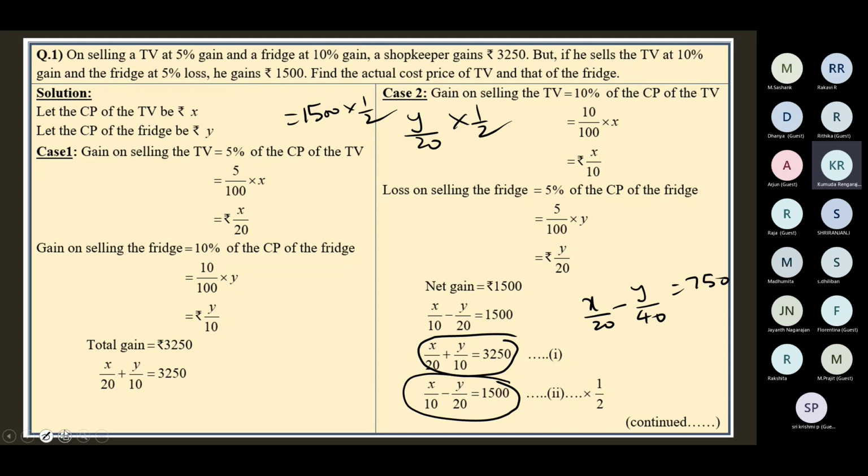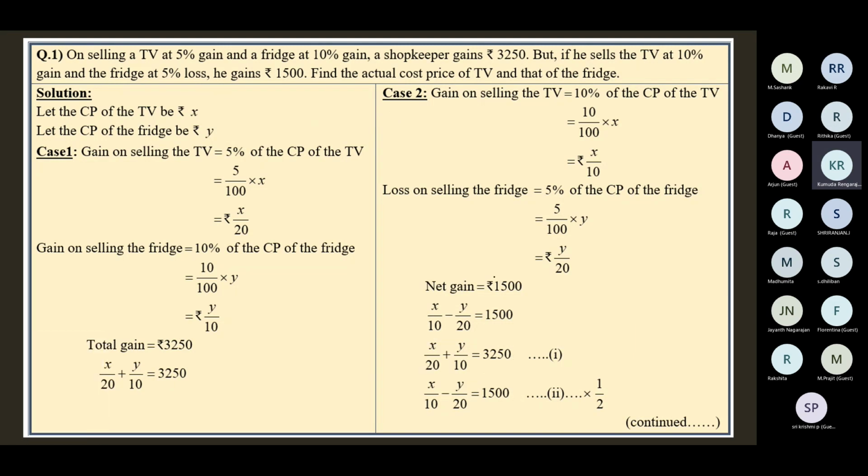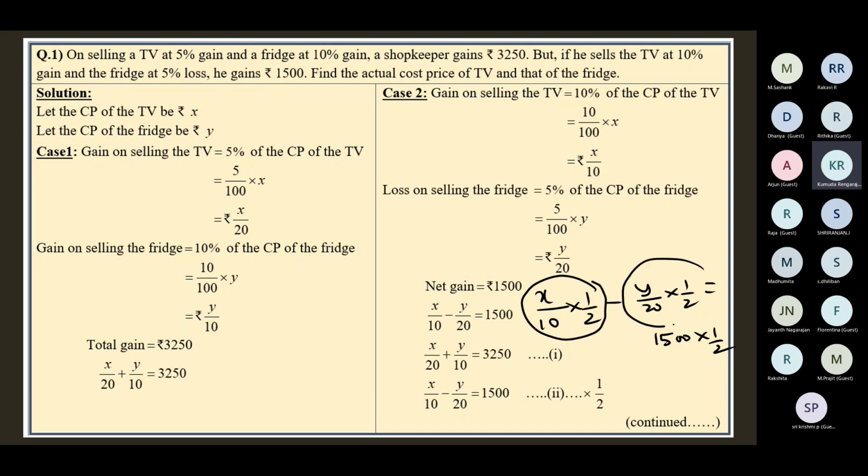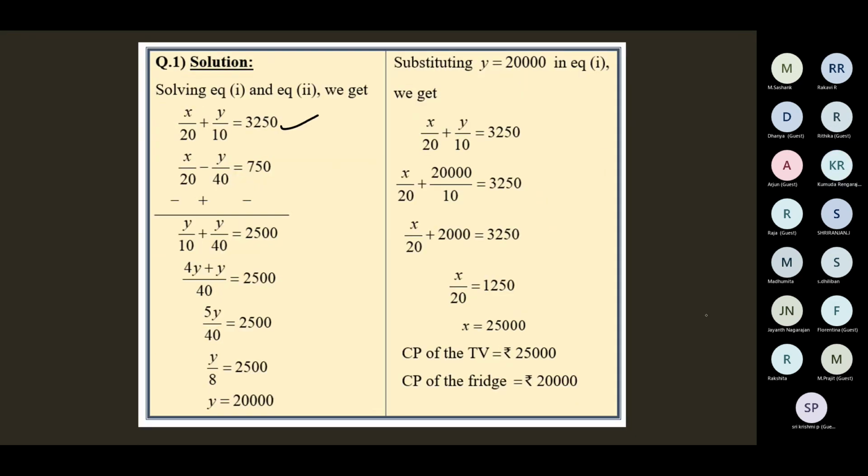Now I want all of you to understand this. How do you multiply by half? X by 10 into half minus y by 20 into half is equal to 1500 into half. Every term should be multiplied by half. So this will become x by 20. This will become y by 40. This will become 750.